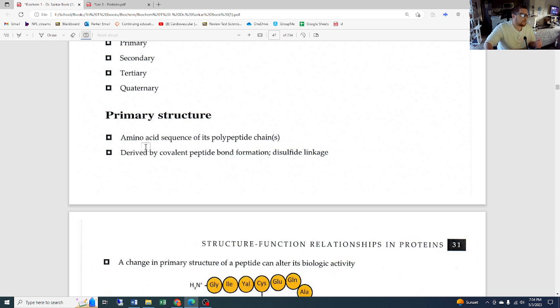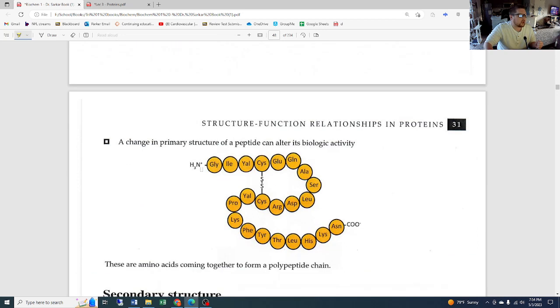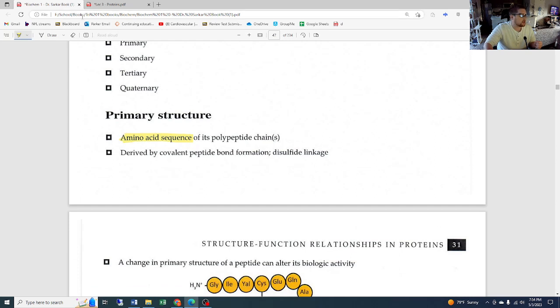So the primary structure is the amino acid sequence of its polypeptide chain. So you see this polypeptide chain right here, all through here. Each of these three-letter abbreviations, we talked a little bit about those when we talked about the amino acids. When we produce that chain, that is our primary structure. So you can literally write primary structure is our polypeptide chain, and it's derived by that covalent peptide bond formation.